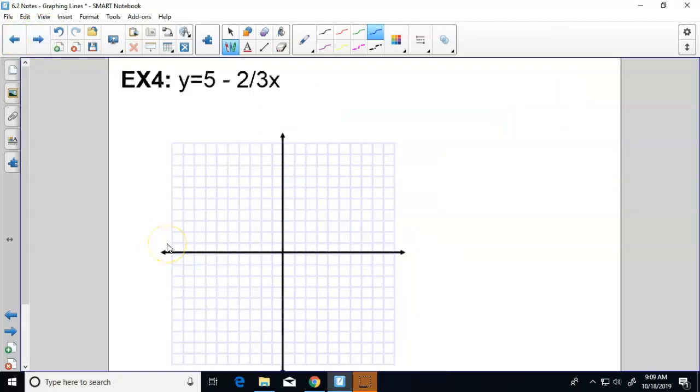All right. Okay, this one sometimes will trick kids up a little bit. Aiden, what is the y-intercept of that graph?